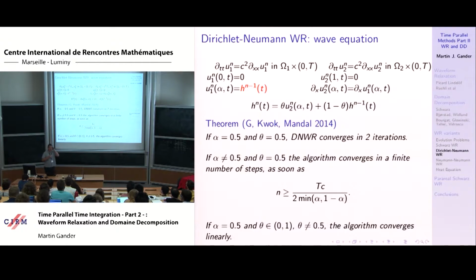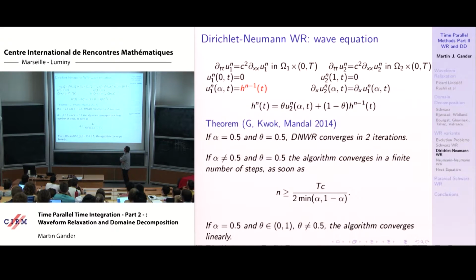How does the Dirichlet-Neumann waveform relaxation algorithm for the wave equation behave? So here I just copied the algorithm that I explained to you in the steady case. You start with some initial guess, but you do it in space-time. And then you do a Neumann solve in space-time on the second subdomain. Then you do this relaxation, and you go again. This was a topic of Bankim Mandal, who did his PhD in Geneva.